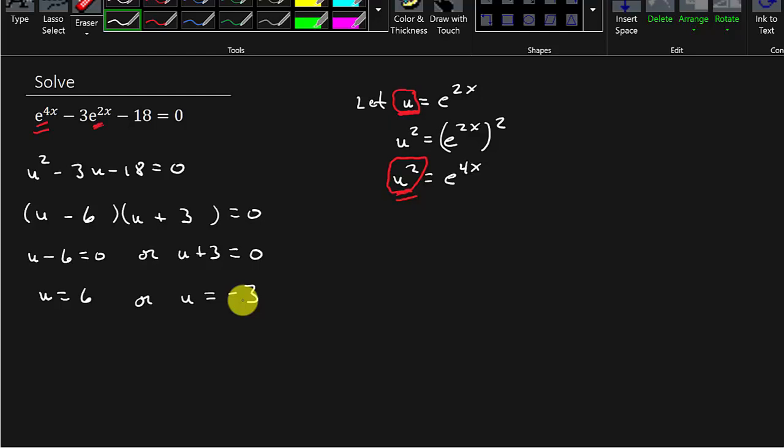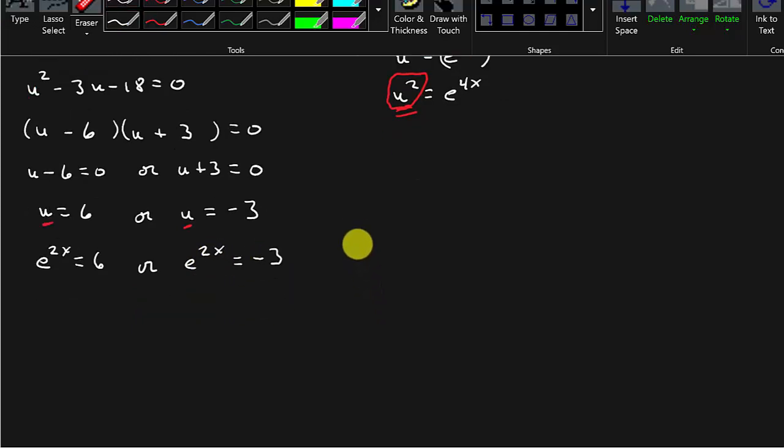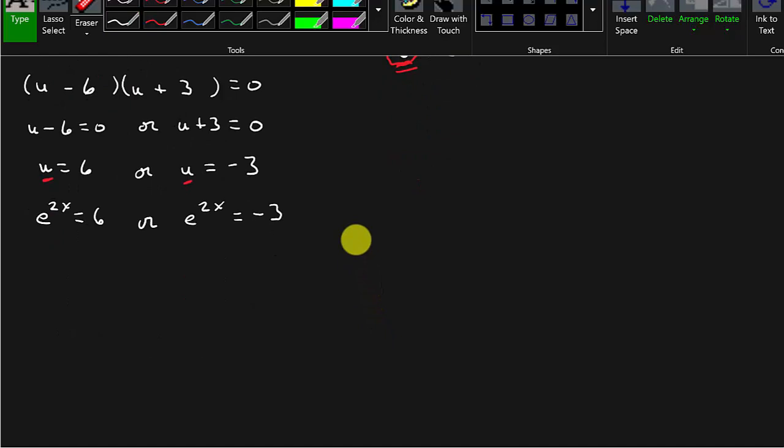Now, that's great. We figured out what u is, but that's not what we want to know. Our problem is in terms of x, so we need to know what x is. So look at this. What is u? u is e to the 2x. So I'm going to replace the u with e to the 2x. And now we're solving an exponential equation.